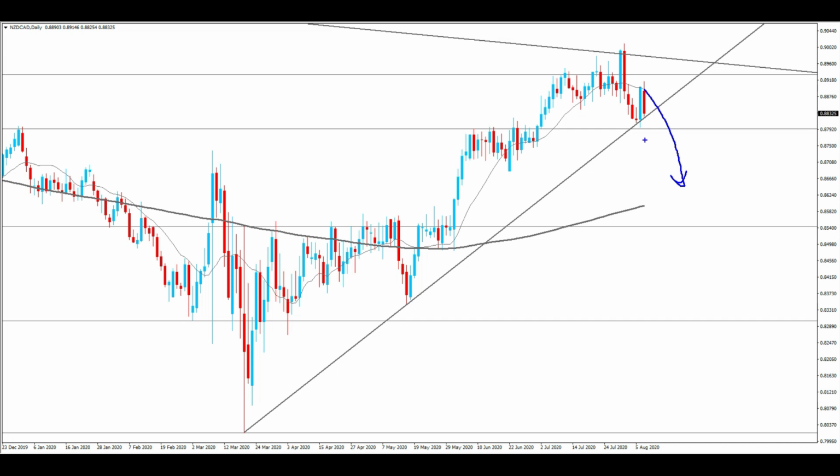But for NZD CAD, we are expecting a move to the downside, and if we do get a move, you can be looking for price having those pullbacks, finding some resistance, and continuing to the downside. So that's what we'll be looking for in terms of the lower time frames to get into short trades on NZD CAD for the next coming weeks.